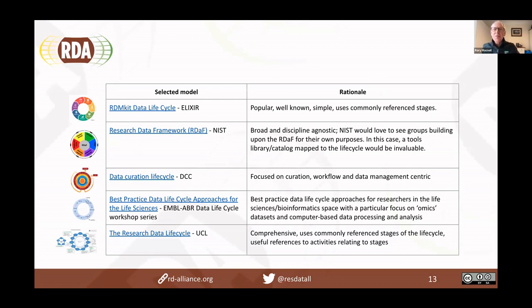Okay. So I mentioned the five shortlisted models, and here's the ones we selected: the RDM Kit Data Lifecycle, which is Elixir's, the Research Data Framework from NIST, the Data Curation Lifecycle from the DCC, and this Best Practice Data Lifecycle Approaches for Life Sciences, which is from EMBL, and then an institutional version of the research data lifecycle from UCL.